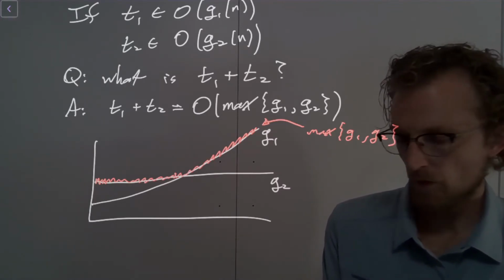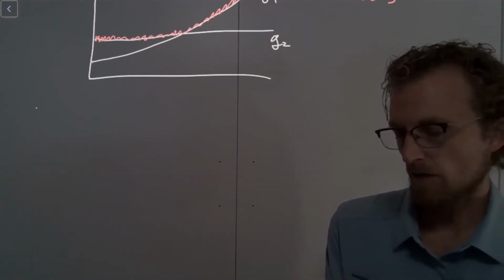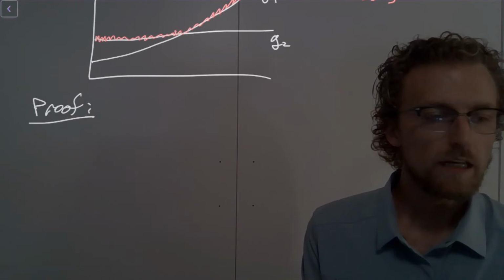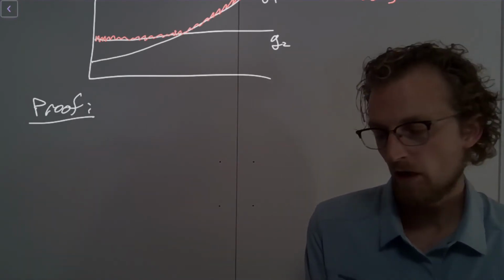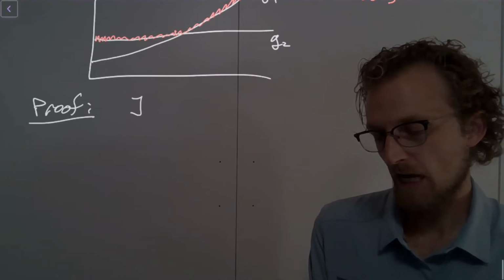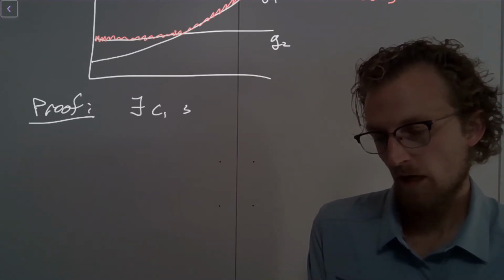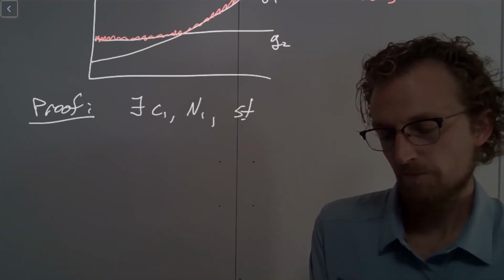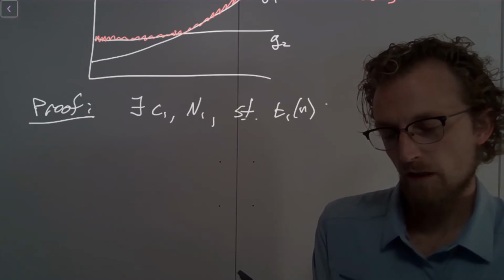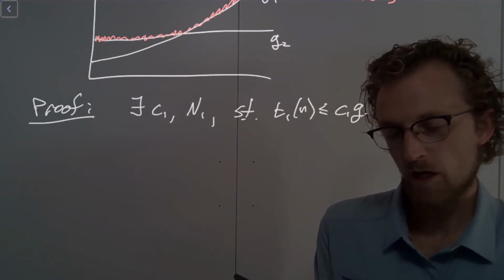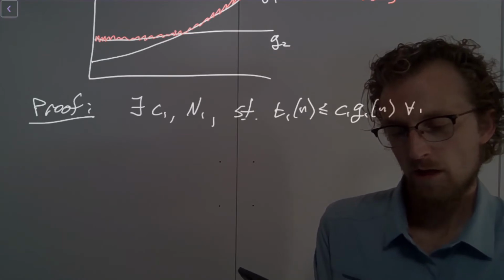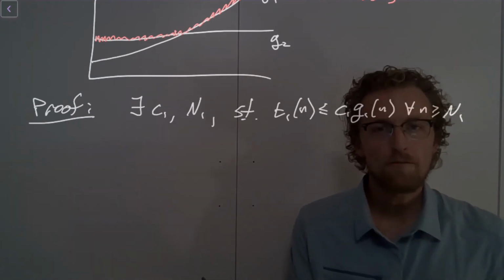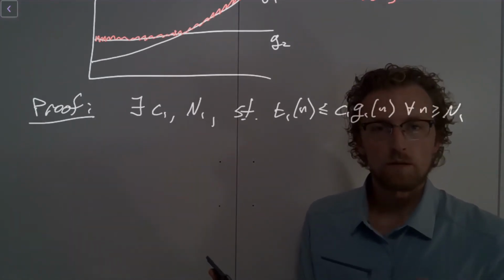Let's write out the full proof in generality so that we have this. So here I'm going to write the proof. So I have my assumptions already. So t1 of n is big O of g1 of n. What does that mean? That there exists a c1 and an n1 such that t1 of n is less than or equal to c1 g1 of n for all n greater than or equal to n1. Okay, so that's the definition.